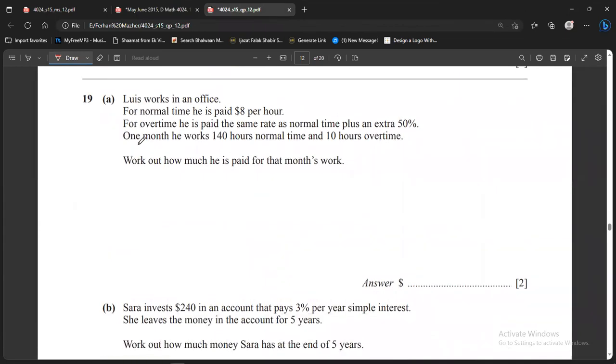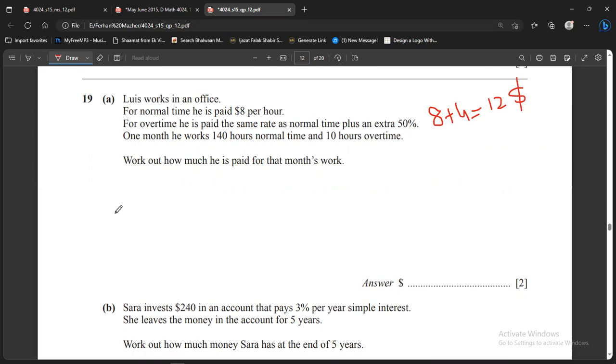Question number 19 and its A part. Louis works in an office. For normal time, he is paid $8 per hour. For overtime, he is paid the same rate as normal time plus an extra 50%. So the normal rate is $8. So extra when he works overtime: 8 plus 50% of 8, that will be $4. So whenever he does extra work overtime, he will be paid $12 for 1 hour.